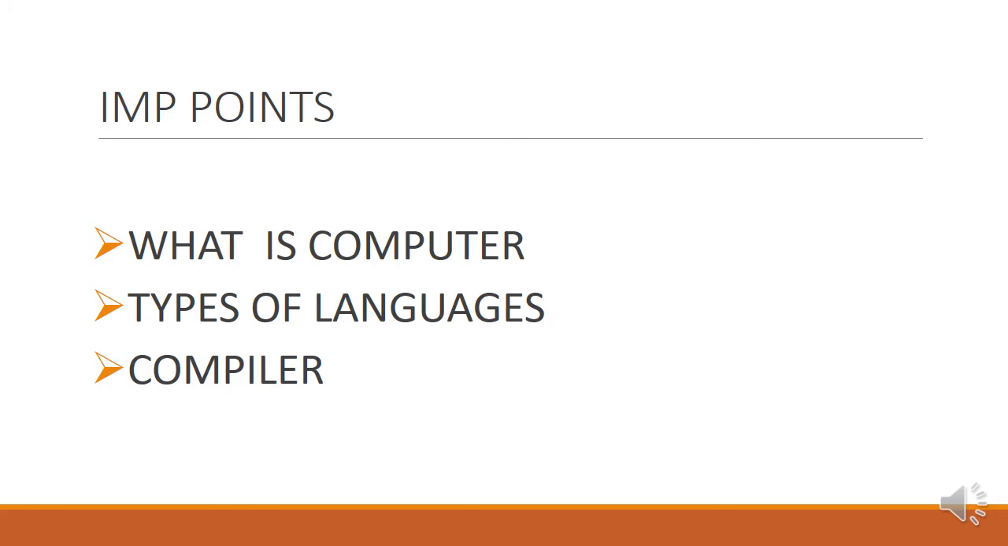So what is computer? Computer is an electronic device. Why is it called an electronic device? Because electronic components are present inside the computer, so it is called an electronic device. And next, it accepts the data and instructions. What do you mean by accepts? So it is taking the data and instructions.